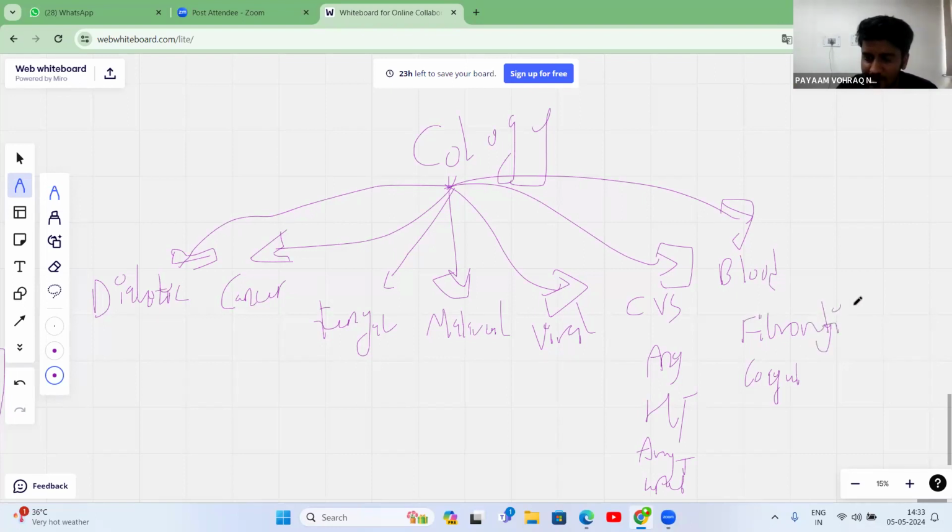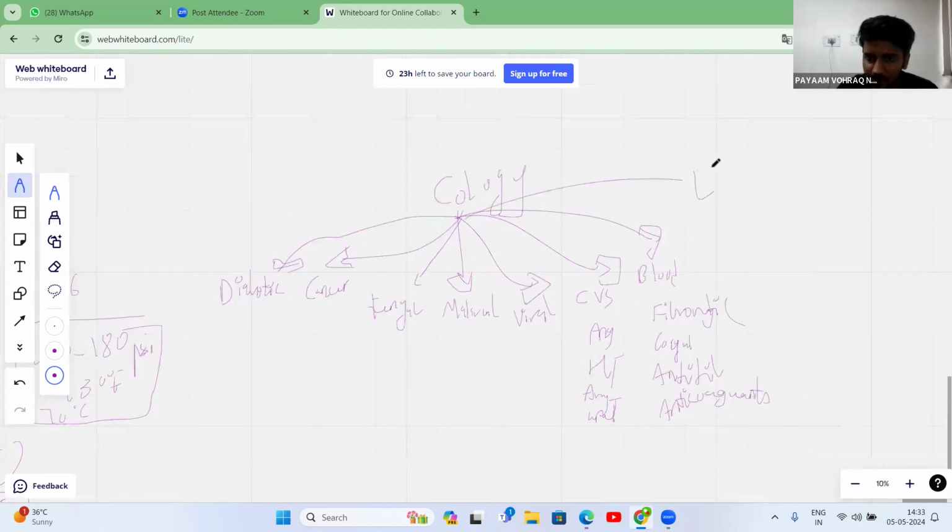Fibrinolytics, coagulants, antifibrinolytics, anticoagulants. Then we have drugs acting on the endocrine system. So we have progesterone, testosterone.